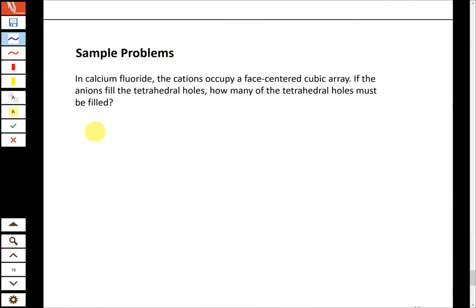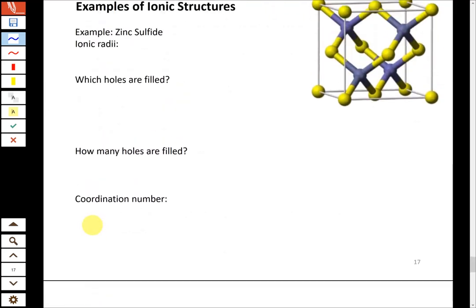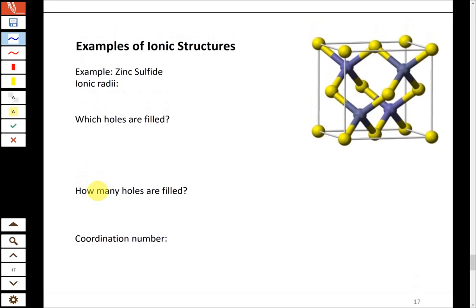All right, one more and then a couple sample problems. We probably won't get to the sample problems. I might just do them at the beginning of next time, but let's talk about one last structure here. All right, last one we'll talk about is zinc sulfide.